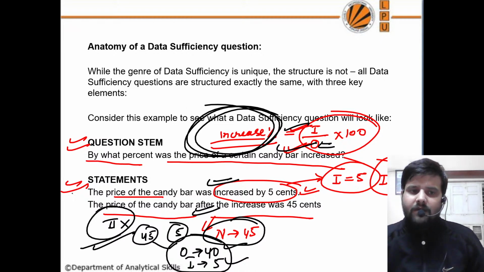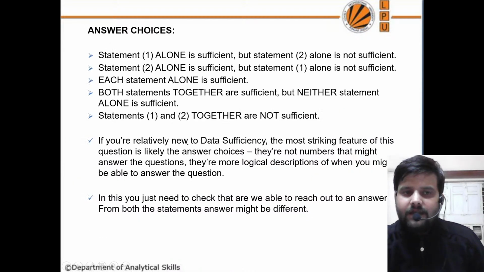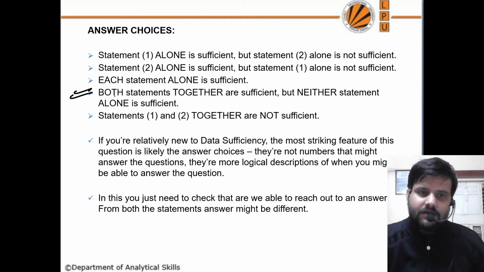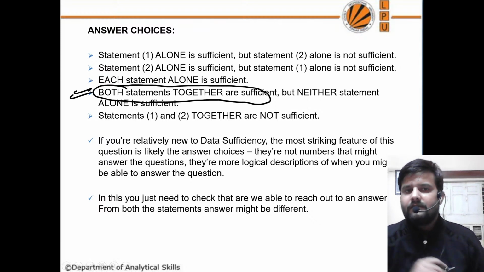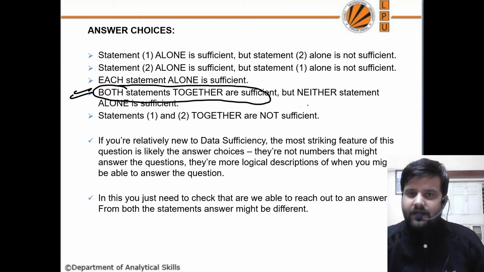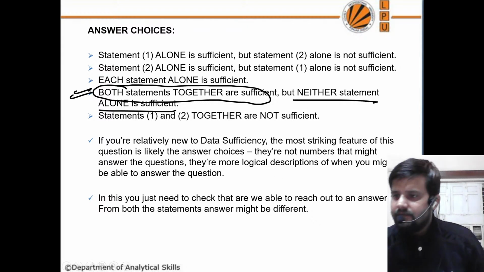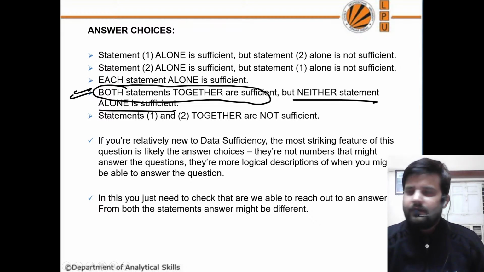So it means when you combine those statements, you got the answer. When you combine them, you get the answer, isn't it? So the answer which you will mark for this question will be C from the options. You used both the statements, so this will be your answer for this question. Both statements together are sufficient to answer the question, and neither statement alone is sufficient. Getting my point? That's how you should answer the question.